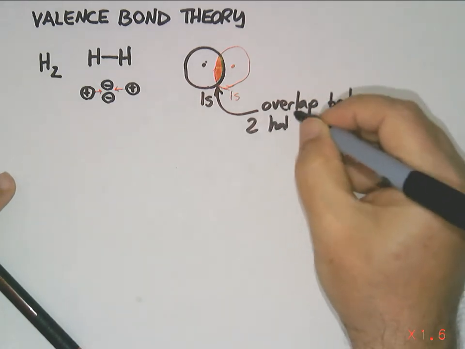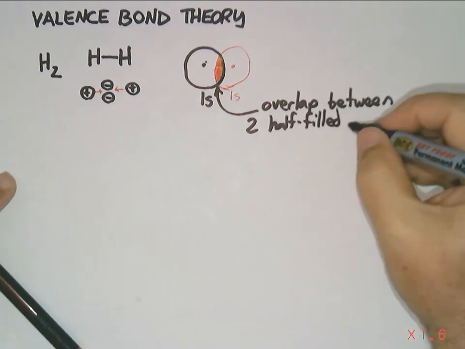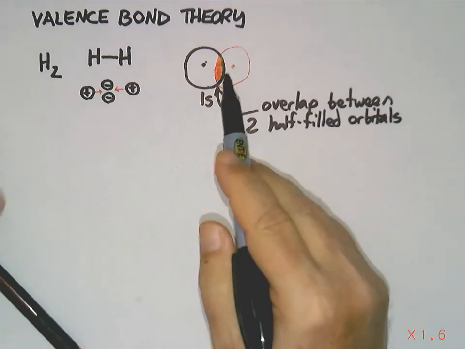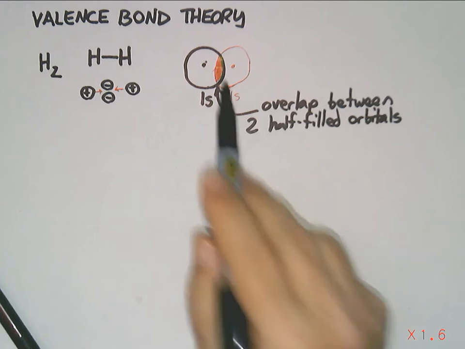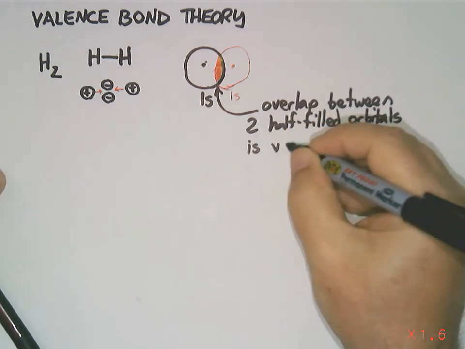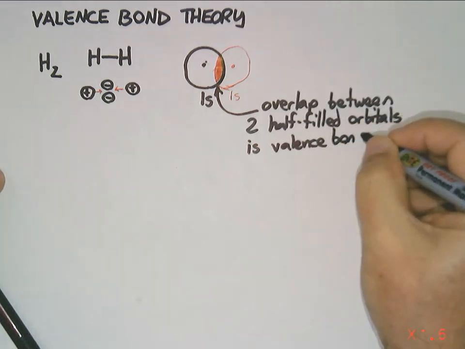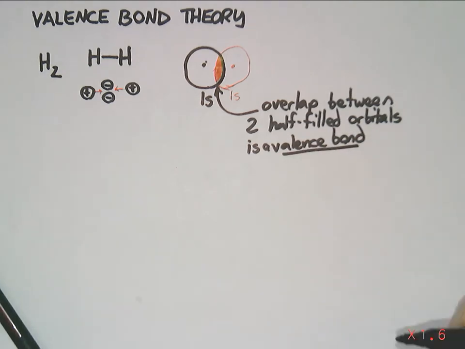between 2 half-filled orbitals is going to produce a buildup of negative charge between the 2 nuclei and hold the molecule together. It's called a valence bond. So that's where this theory takes its name. We look for overlaps between 2 half-filled orbitals.